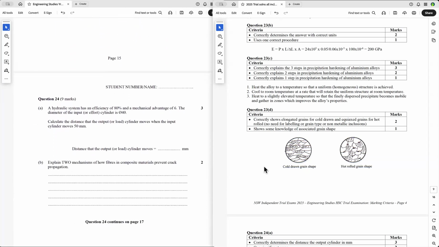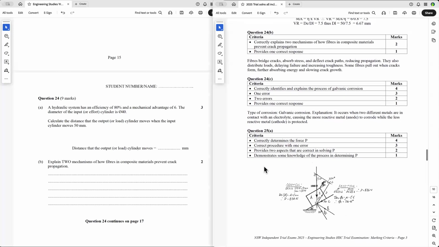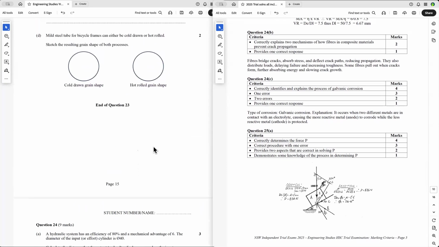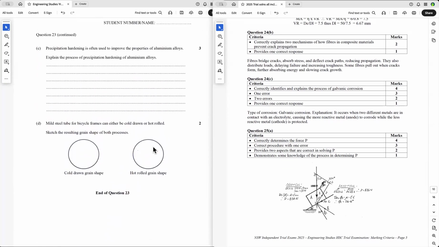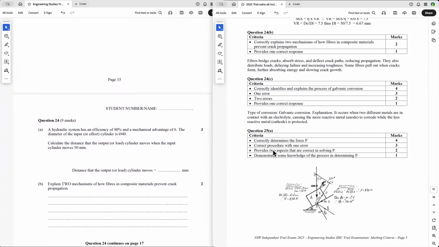Next question. I've missed one, have I? Oh no. Question 24A.